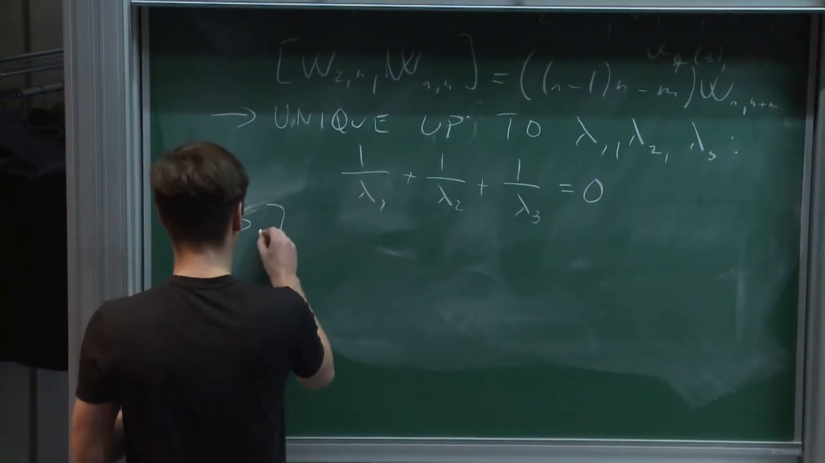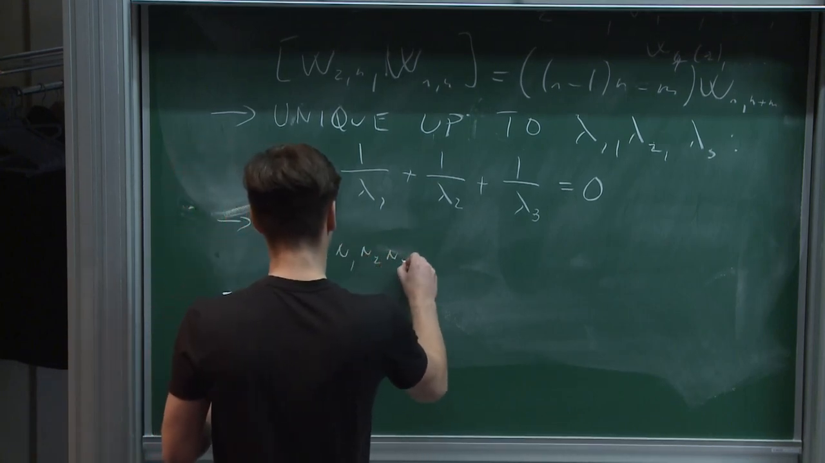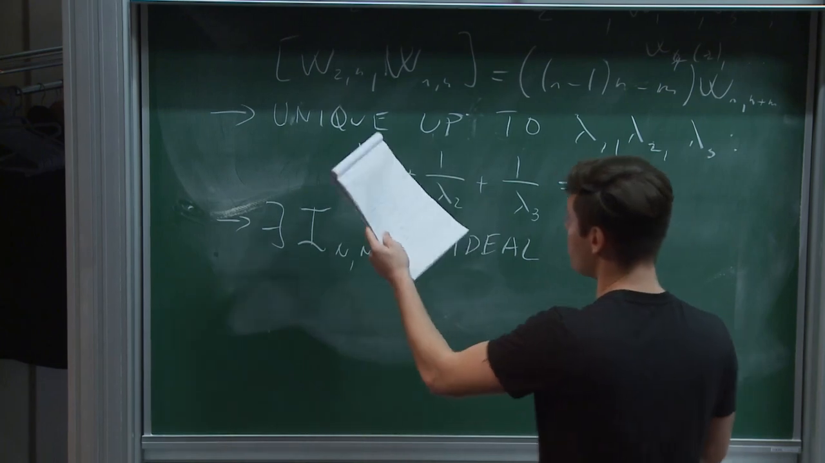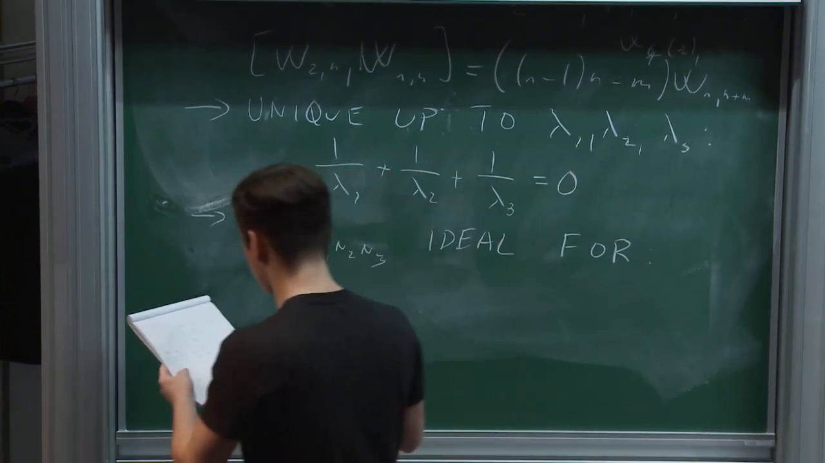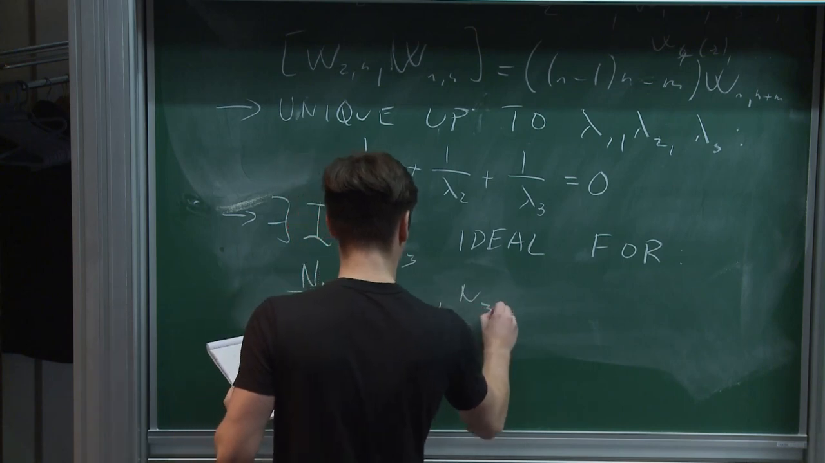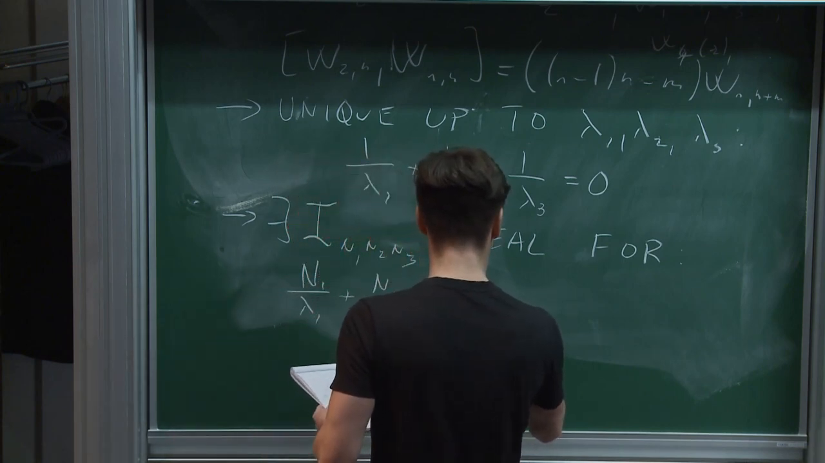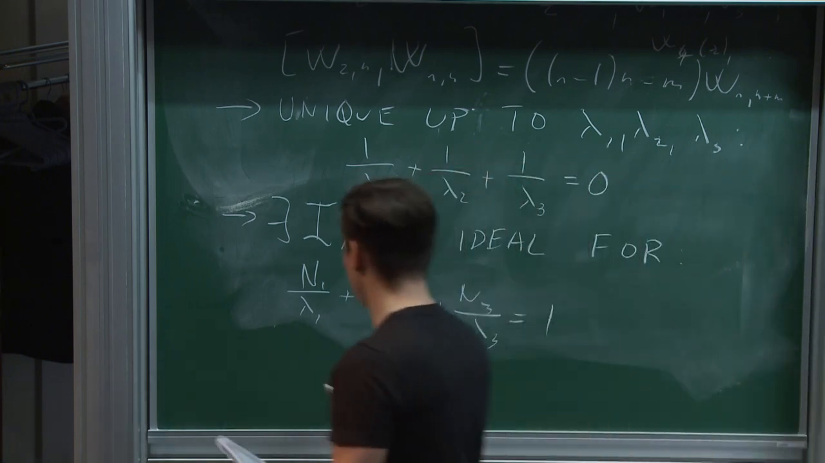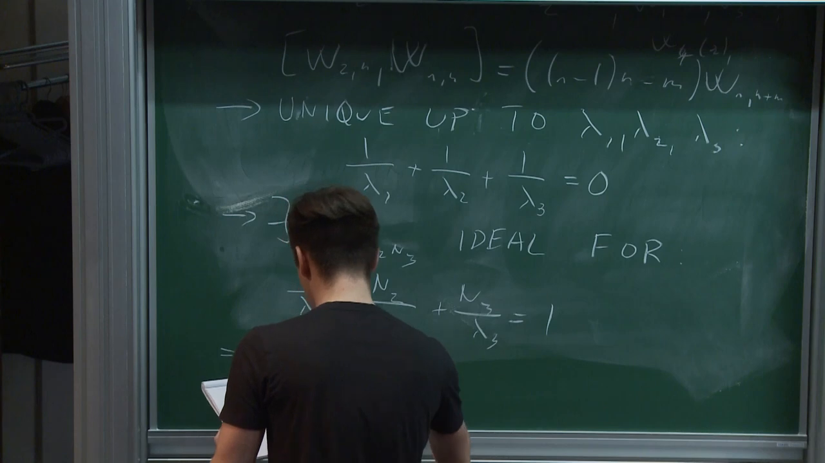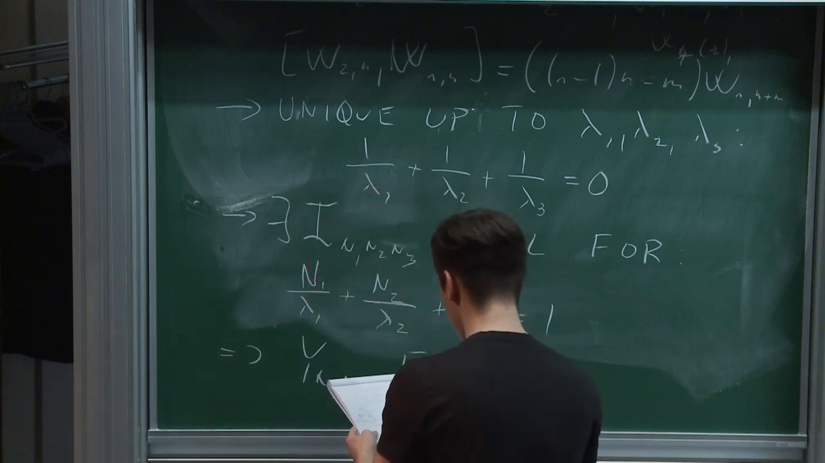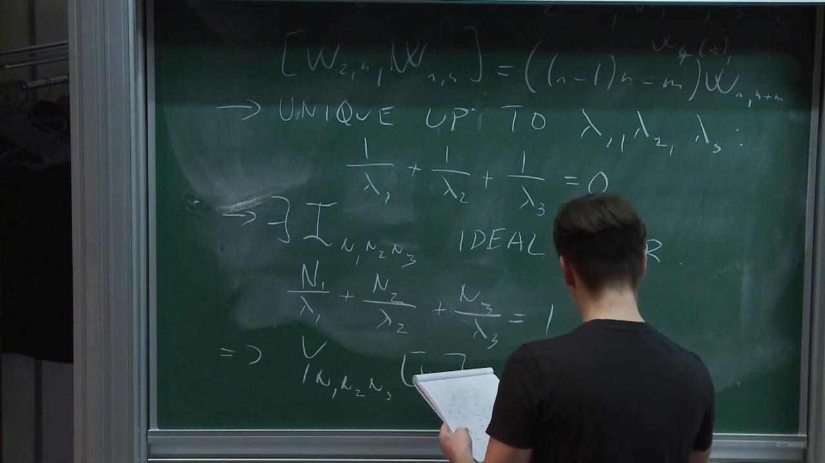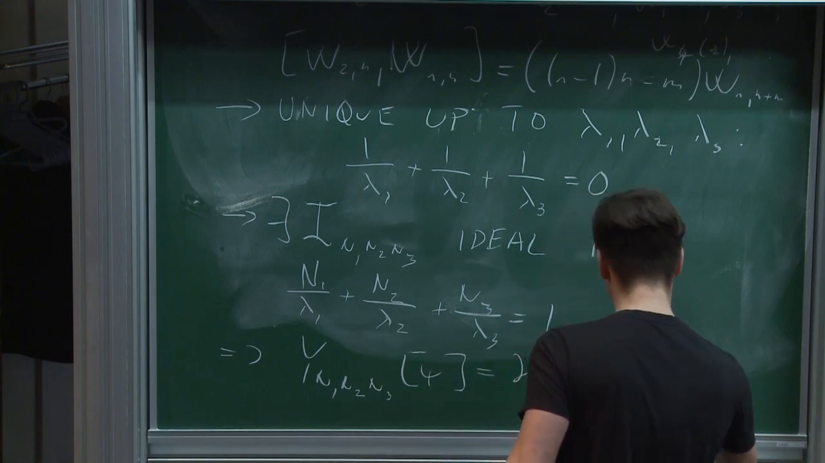It also turns out that there exists an ideal inside this W1 plus infinity if the parameters lambda are specialized as follows, if this combination equals 1. And one can consider a quotient with respect to such ideal and recover the algebras Y_{n1,n2,n3} as such a quotient.